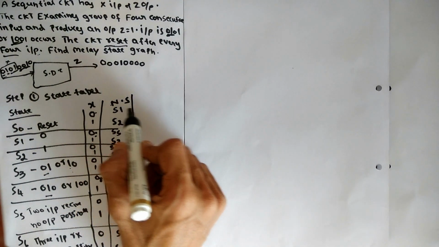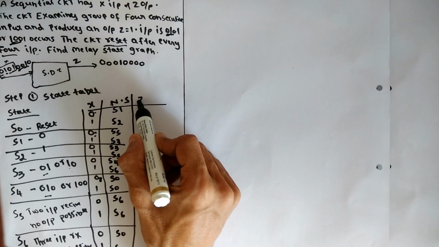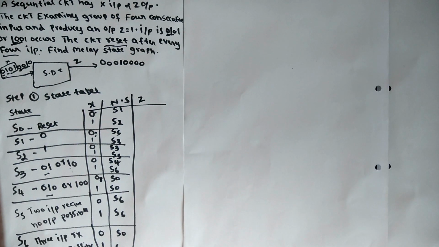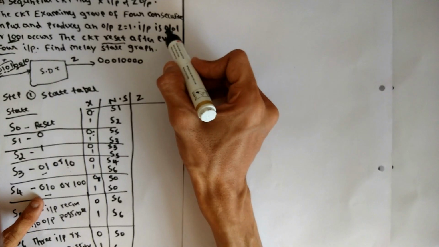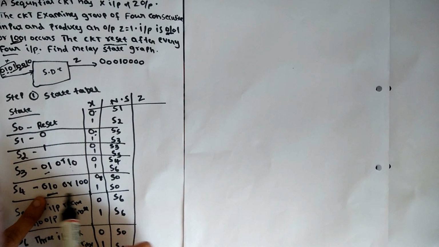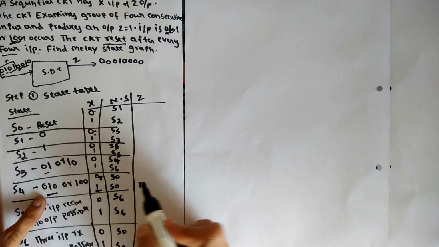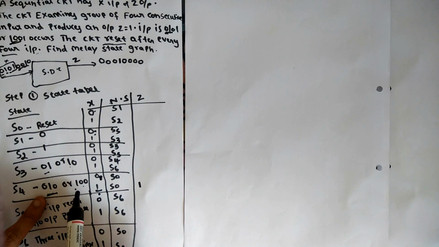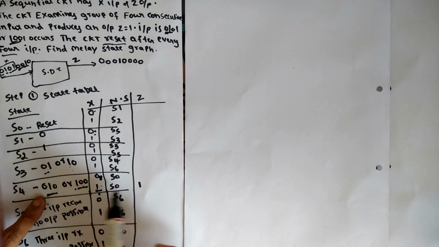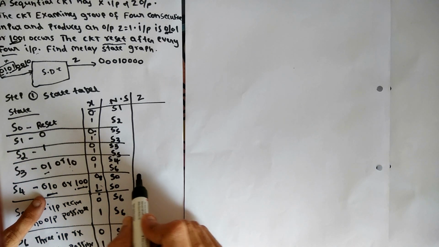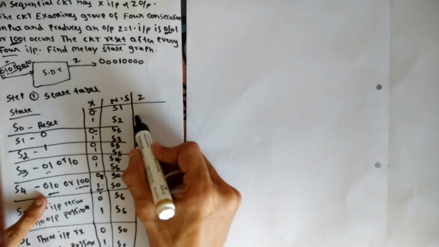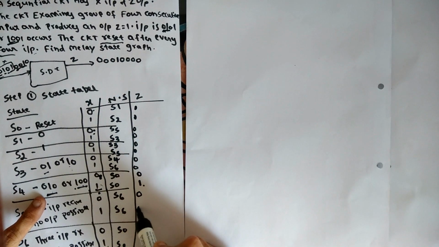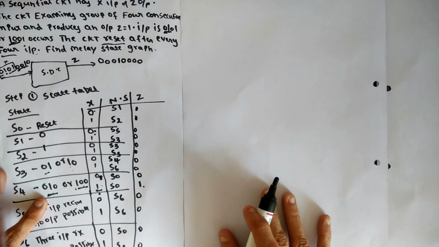After that we will move on to the Z value, that is the output. We get output 1 only in the condition where S4 maps. So here with 0 1 0 we get 0 1 0 1. So only 0 1 0 1, or we can say 1 0 0 1, these two portions, when X is 1, we get Z high. In all the other conditions we get 0 only. So fill the Z value with zeros in all the other portions. This is how we can write the state table.